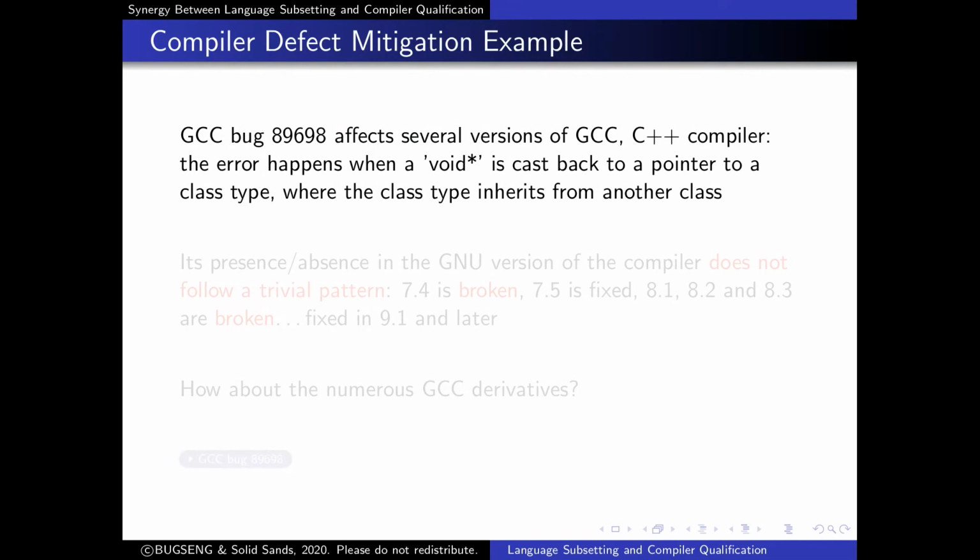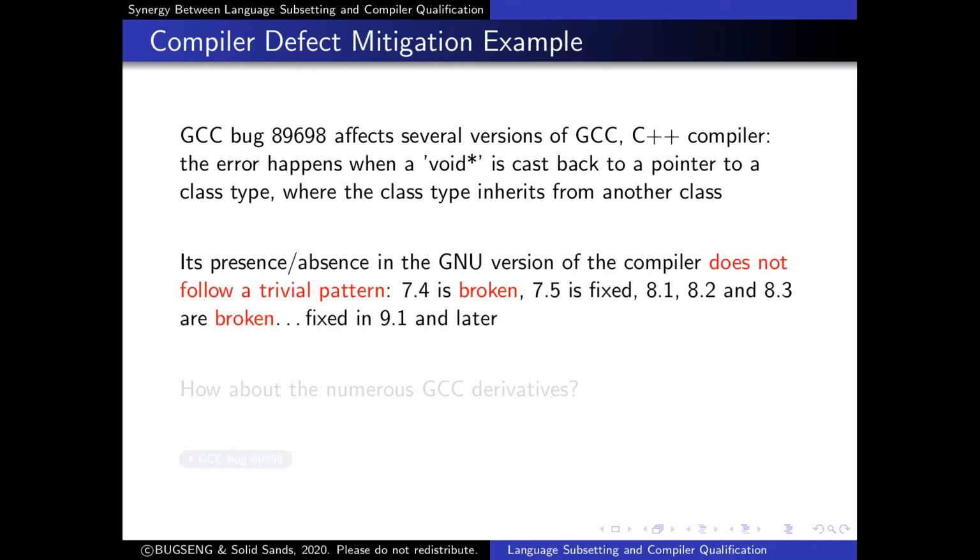It is important to understand that its presence or absence in the GNU version of the compiler does not follow a trivial pattern. So 7.4 is broken, 7.5 appears to be fixed, 8.1, 2, and 3 are broken, and it seems to be fixed in all versions starting from 9.1. But what about the numerous GCC derivatives? There are, I don't know, dozens of compilers that are derivatives of GCC.